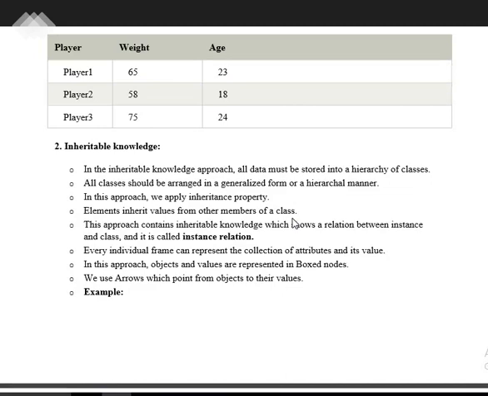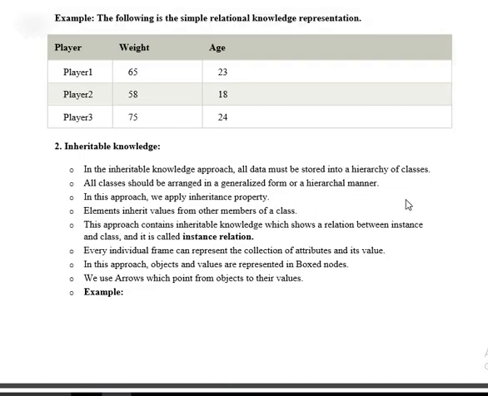Elements inherit the values of the member functions. This approach contains inheritable knowledge which shows the relation between the instances and the class, also known as instance relations or the is-a relation. Every individual can be represented with a collection of attributes and its values.